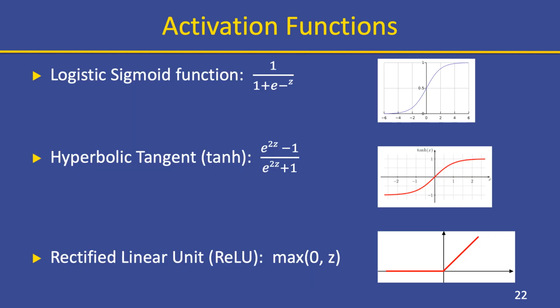Now, we could use other activation functions. The logistic sigmoid function gives us the soft threshold between 0 and 1. The hyperbolic tangent gives us a transition between -1 and +1. And the rectified linear unit function, ReLU, is also used, and it gives a transition between 0 and positive values. All of these are valid activation functions that are commonly used.